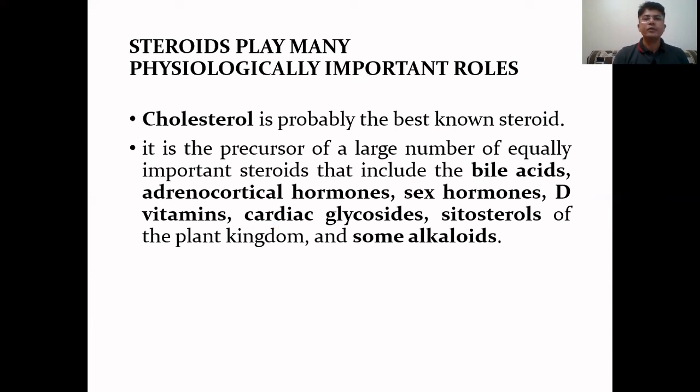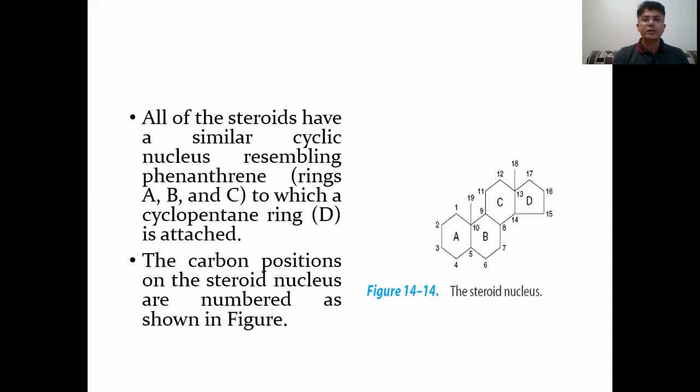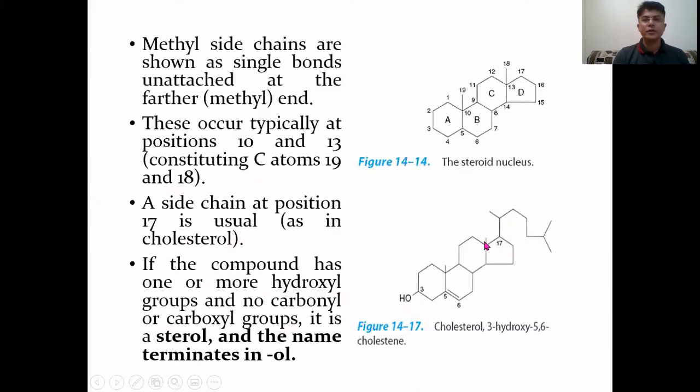Steroids play an important role in the physiology of the cells and the body. Cholesterol is probably the best known steroid. It is the precursor of a large number of equally important steroids that include the bile acids, adrenocortical hormones, sex hormones, vitamin D, cardiac glycosides, sterols of the plant kingdom, and some alkaloids. If we look at the structure of the steroids, they have this basic steroid nucleus, where a cyclopentane ring is conjugated with the three ring structures A, B, C, and the methyl groups may be present on carbon positions 13 and 10, and there can be a hydroxyl group as in the case of cholesterol.